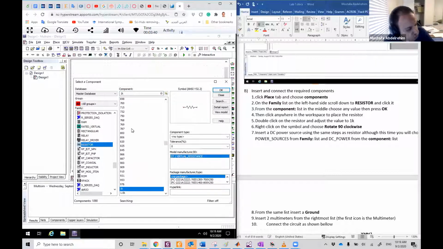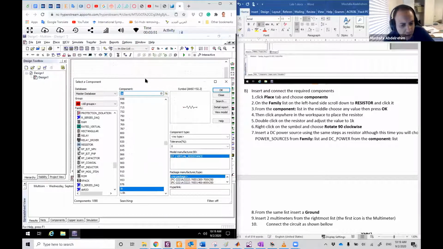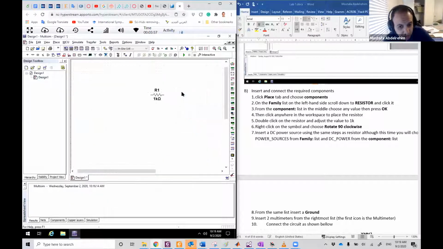Then you choose whatever value you want. Let's have the 1 kilo ohms, the default one. It doesn't matter. Just click OK. It will pop up this window again, so you just click close. That means you are fine. You have all that you need. You don't want extra components.